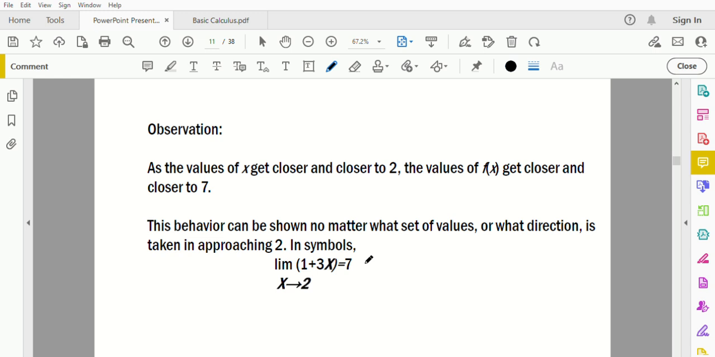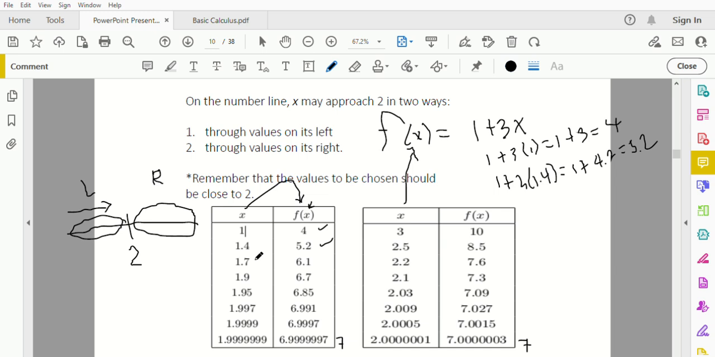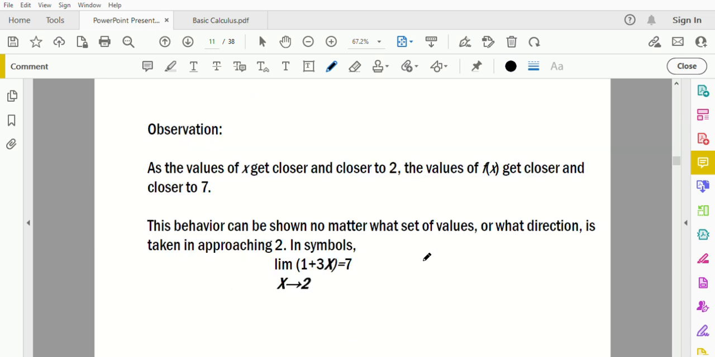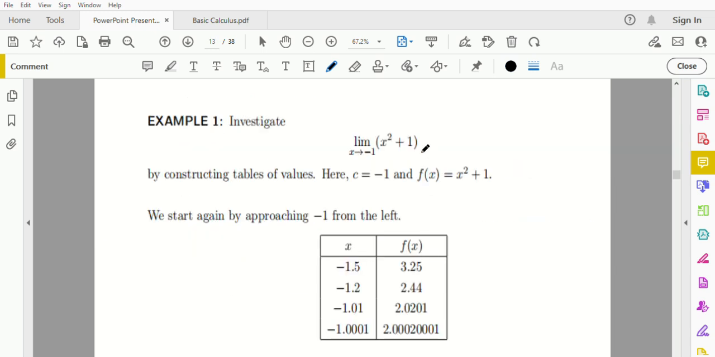Take note of the behavior. As x gets closer to 2, our f of x gets closer to 7. Now let's have other examples. Let's investigate this: the limit of x squared plus 1 as x approaches negative 1. Take note, this is our f of x, and this is our c, the negative 1. Let's study again from the left and from the right. So we have this table. This is from the left, as x approaches negative 1 from the left.